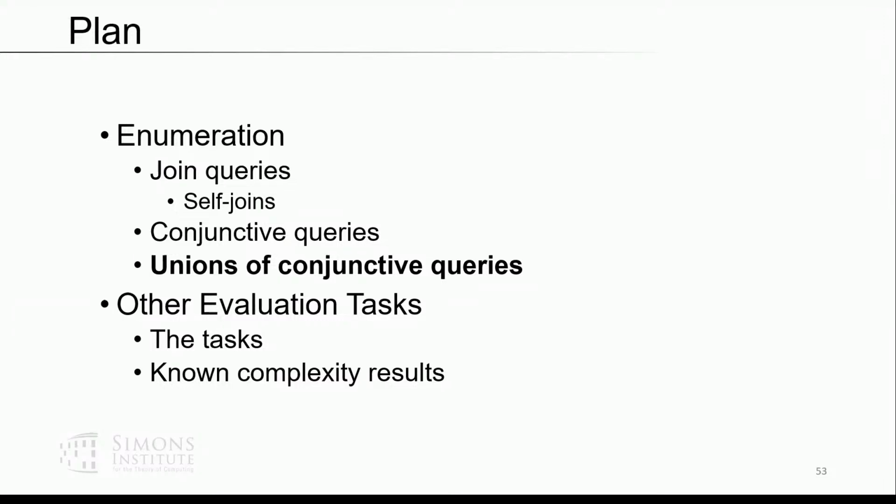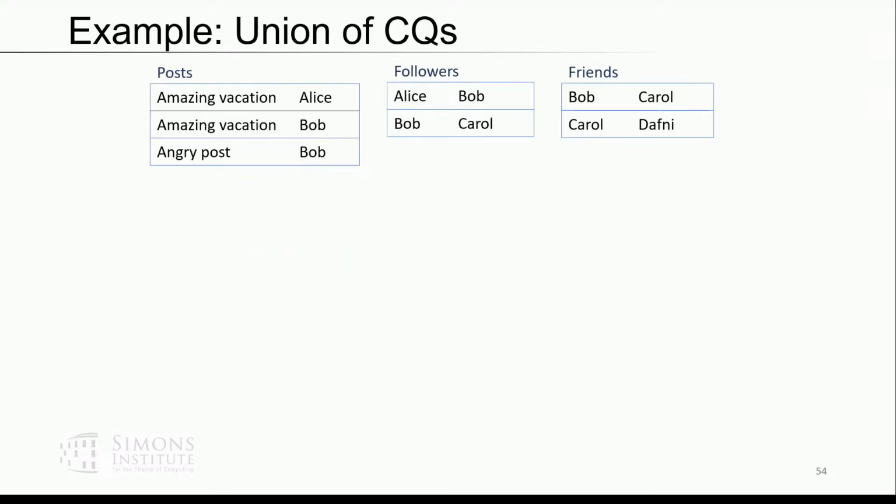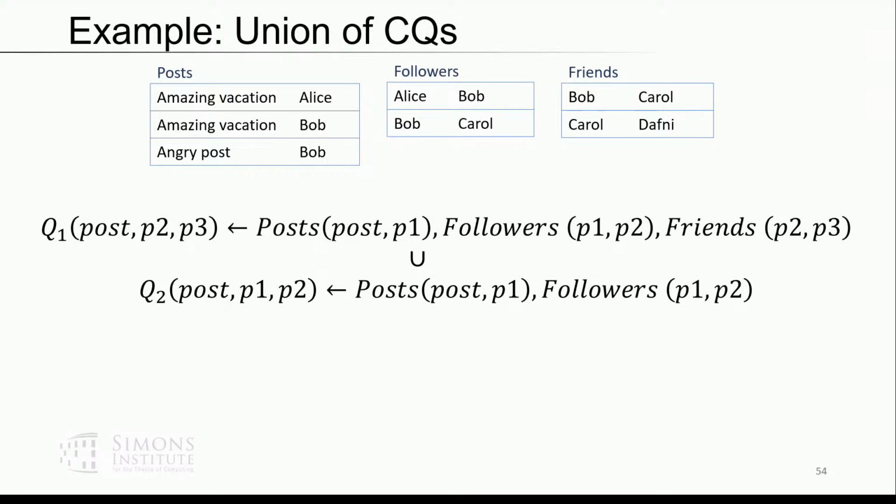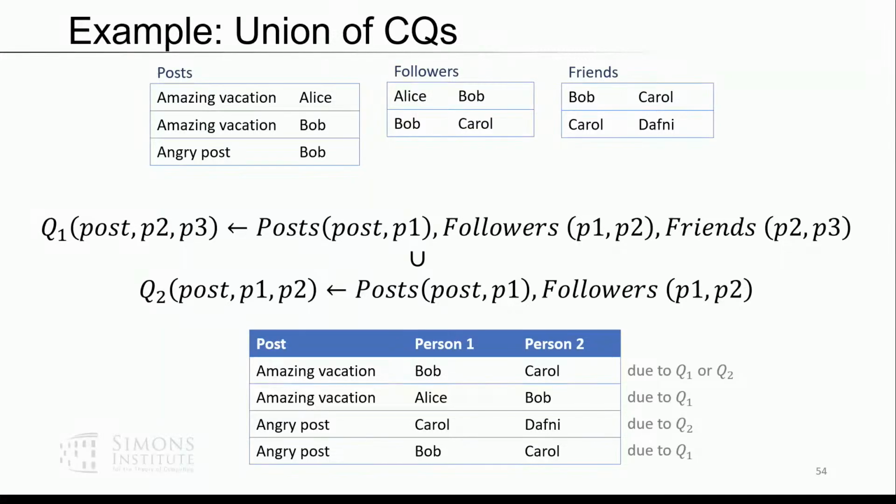Okay. Now let's continue to unions of conjunctive queries. What's a union of conjunctive queries? Well, it's a union of conjunctive queries. So we have, let's say, 2 conjunctive queries. It can be more in general. We want the union of the answers to the individual queries. So some of the answers can be answers to both. Some of them can be answers to one, whatever. We want the union of all of those.